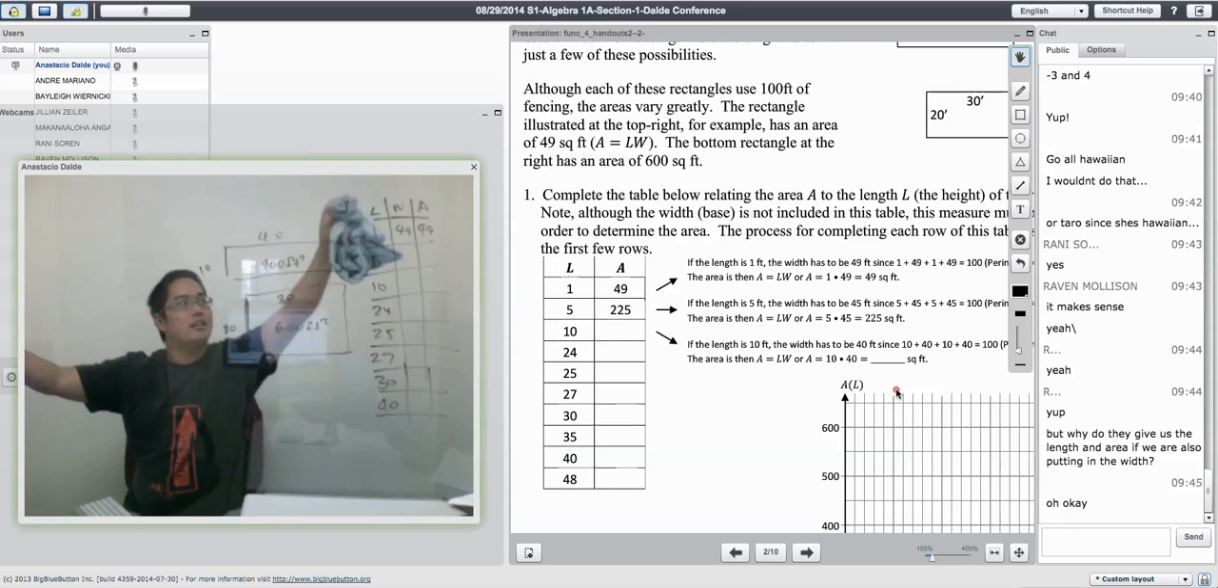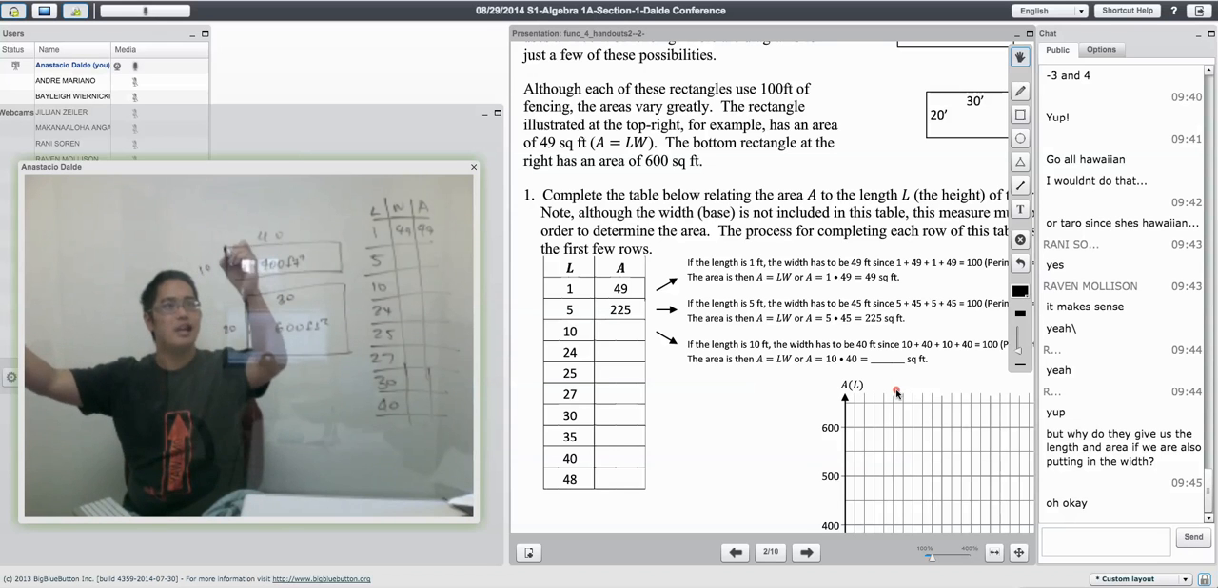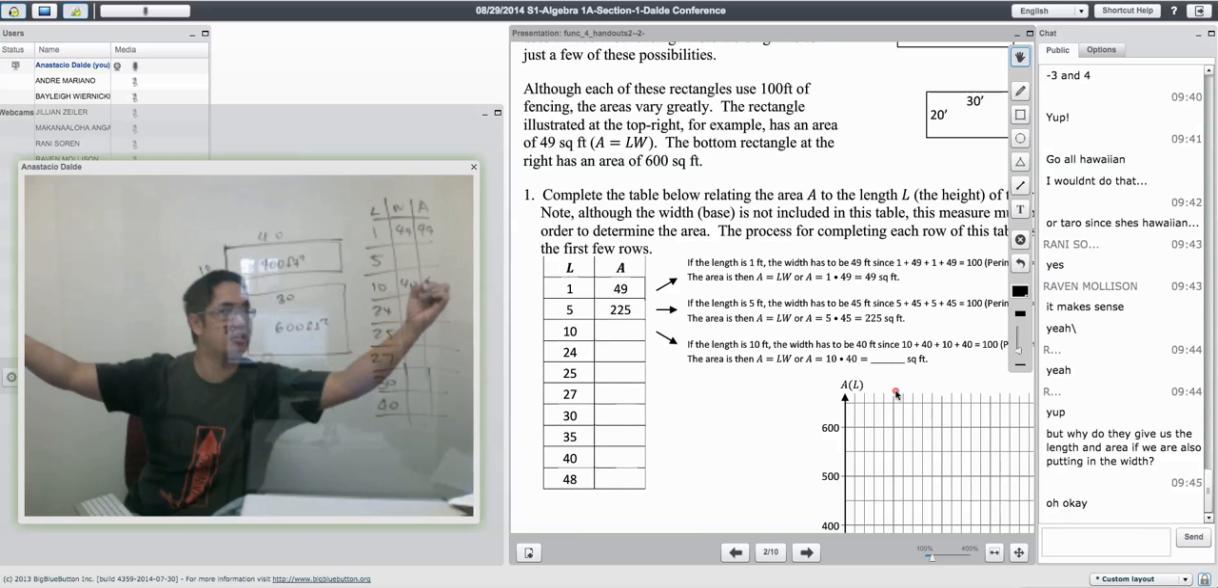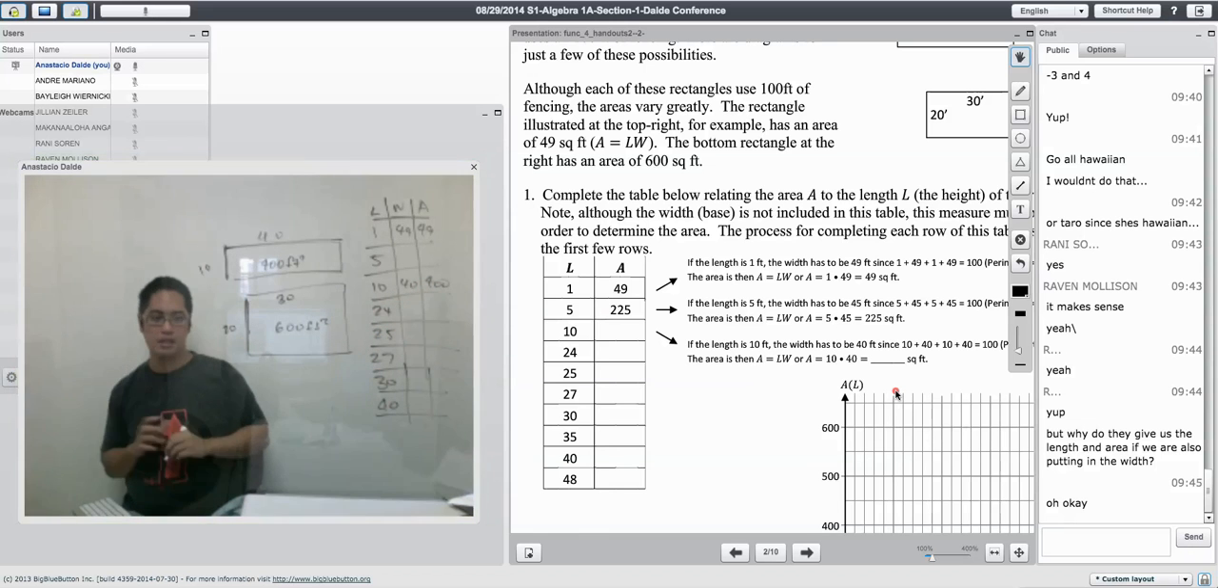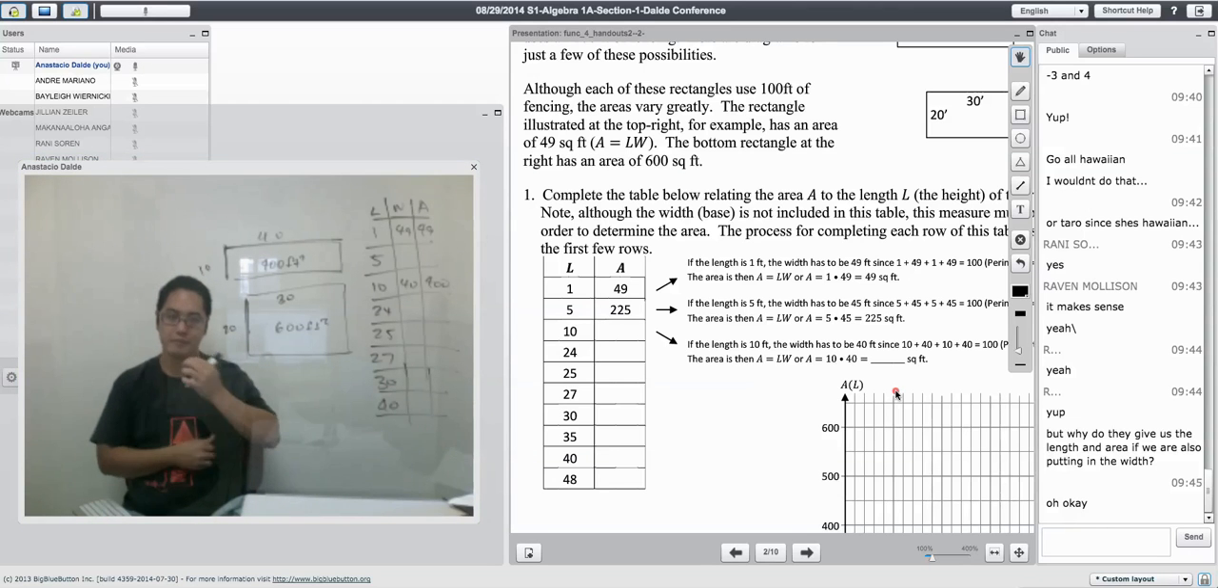All right, let's get another entry of this table. If I have a 10-foot length and a 40-foot width, that would be 10 here, 40 here, and this would be 10 times 40, which would give me 400. That's another point on my graph. You guys see that?